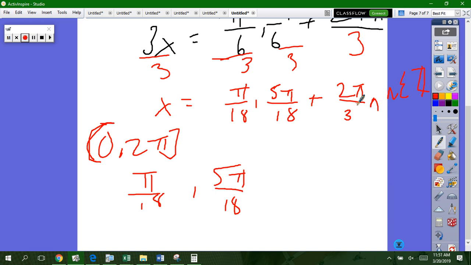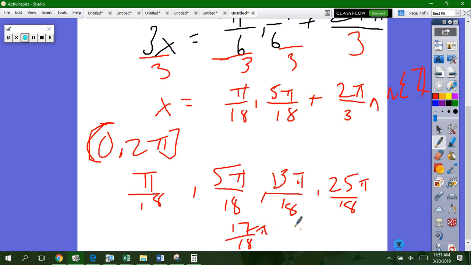2 pi/3 is, by the way, 12 pi/18. So if I add 12 pi/18 to pi/18, I get 13 pi/18. If I do it again, I get 25 pi/18. How do I know I have to keep going or stop? Because 2 pi is 36 pi/18, right? So if I add 5 pi plus 12 pi, that's 17 pi/18. And then one more time is 29 pi/18. All those solutions are between 0 and 2 pi, aren't they?